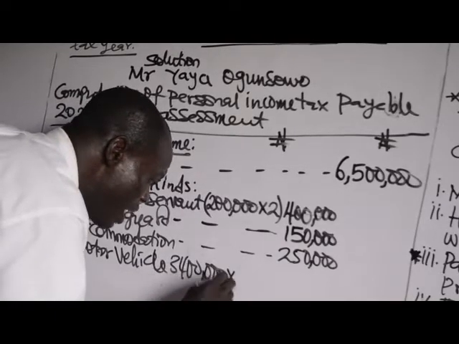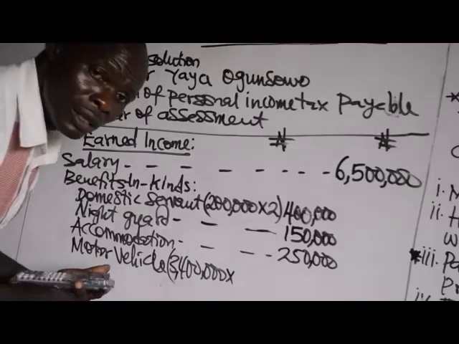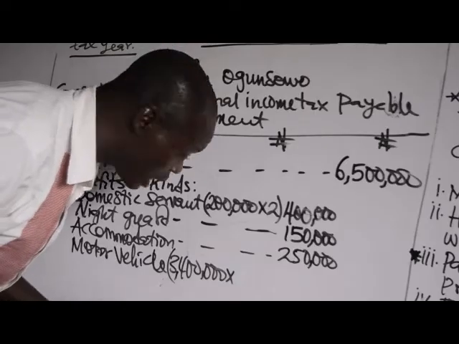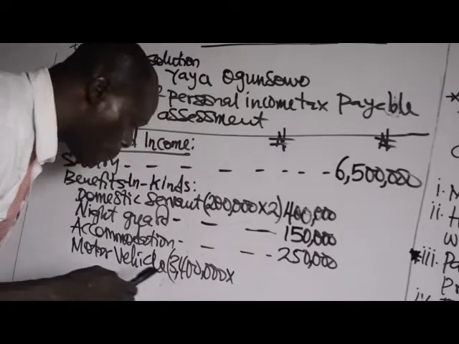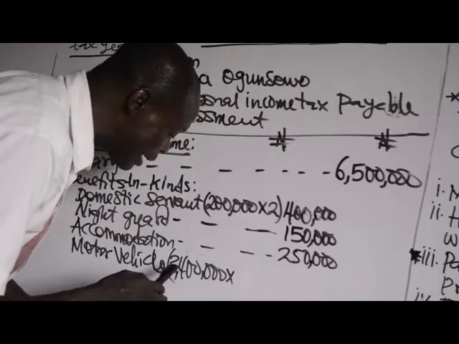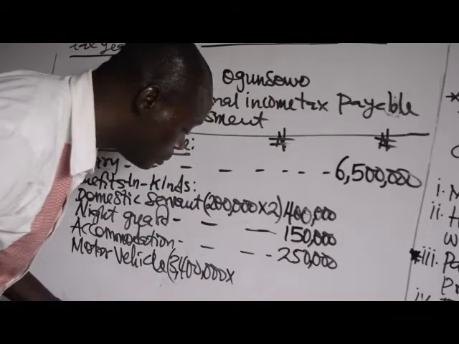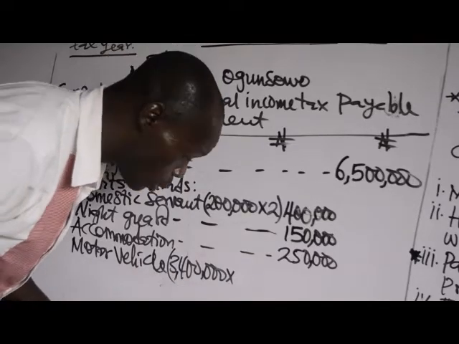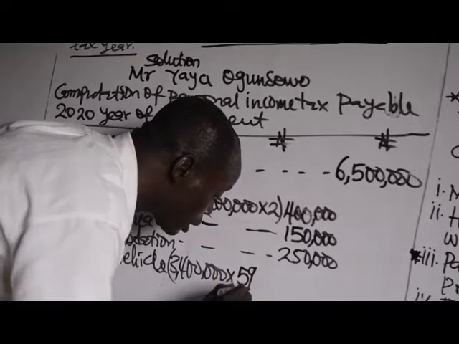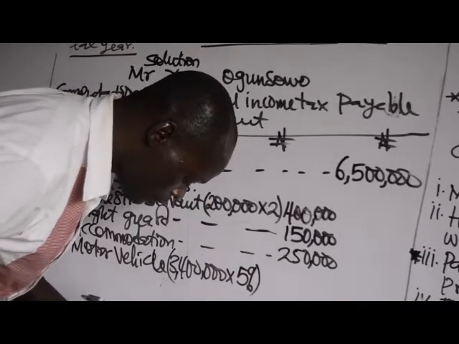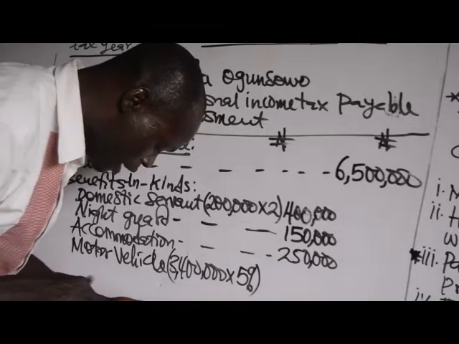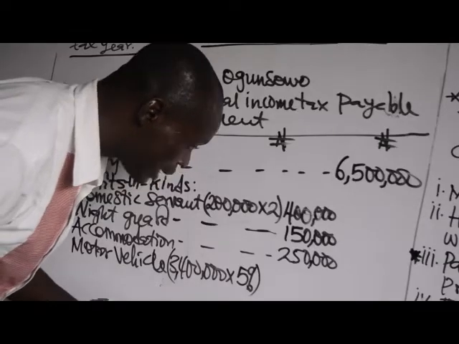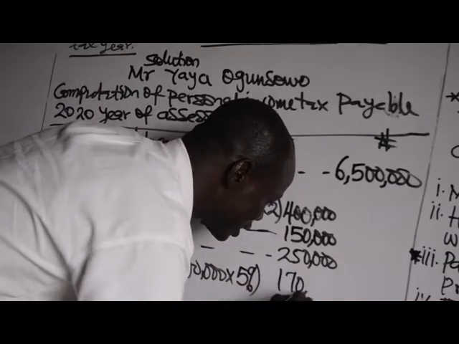I've told you that where an asset is acquired by the employer for the benefit of the employee, the taxable benefit in the hand of the employee in respect of that asset will be 5% of the cost of the asset, where the cost is known. Where the cost is not known, then we use 5% of the market value of the asset. Therefore, we have 5% of 3.4 million. That gives us 170,000.